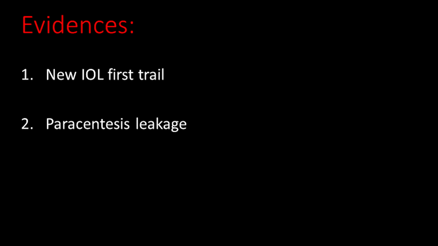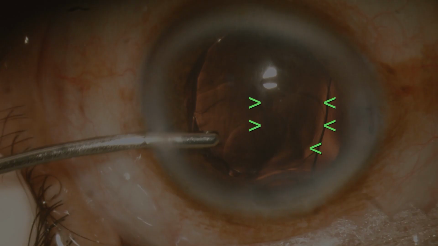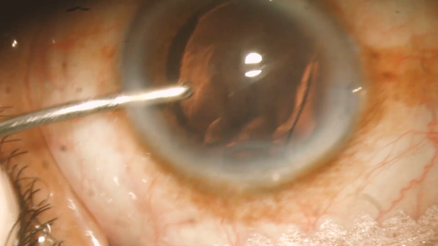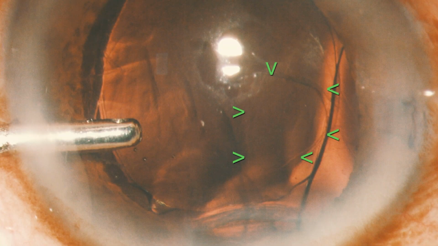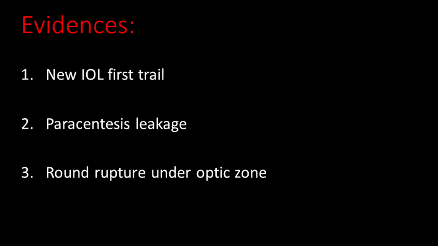paracenteses. So, second evidence. In a still image of the surgery, we can see that there was already a PCR under the optic zone of the intraocular lens. Now, with a bigger zoom, we can see it clearer. Here, with a different filter, we can have another perspective of the unseen PCR, so evidence number 3.